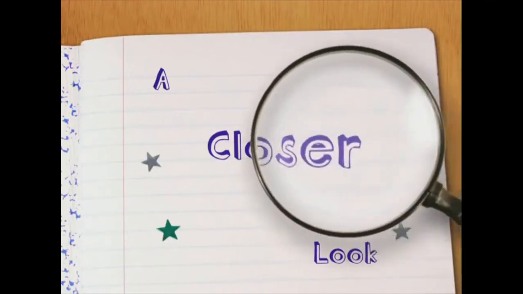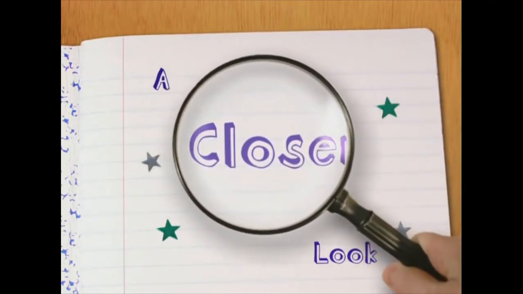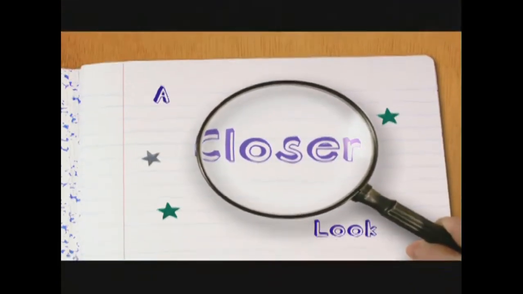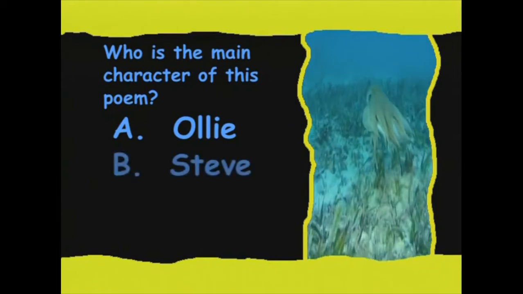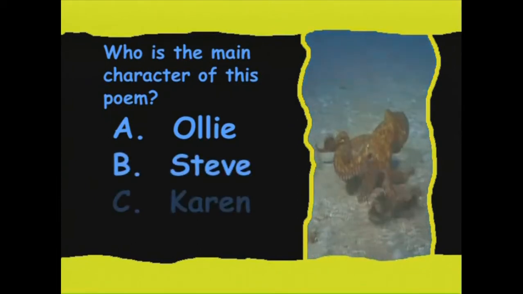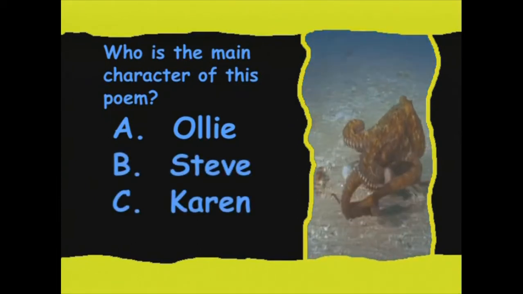Let's take a closer look at the poem and see if we can answer these questions. Who is the main character of this poem? A. Ollie. B. Steve. C. Karen. The poem is all about Ollie the Octopus. He is the main character of this poem.